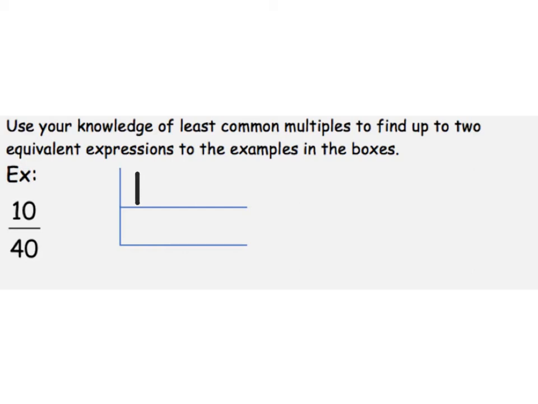So writing our numerator and our denominator in the boxes, we can take out 10, we can take out 5, we can take out 2. If you want to write on your paper and go another way, you totally can. You'll find a bunch of equivalent expressions. I'm going to take out 2. And 10 divided by 2 is 5. 40 divided by 2 is 20.